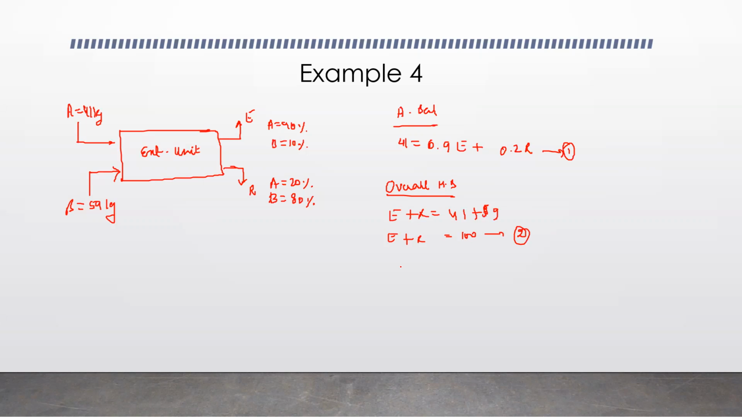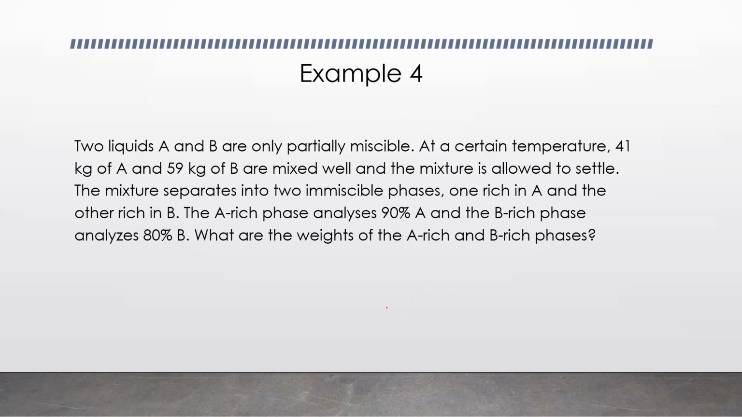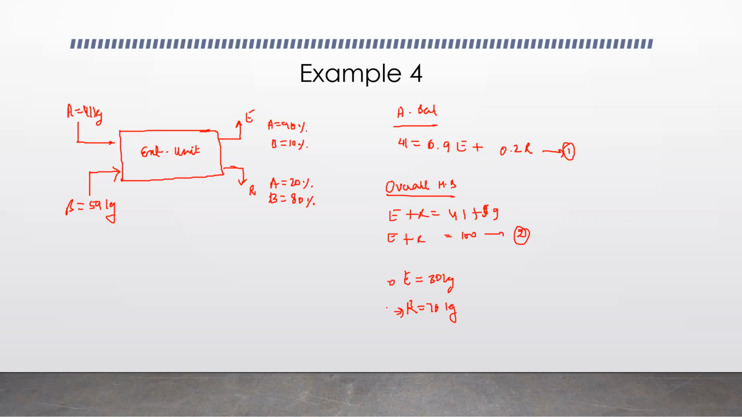So when you solve equations number 1 and 2, you will get E as 30 kg, and you will get R as 70 kg. All right, E is 30 kg and R is 70 kg. So that's what you have to calculate, the weights of A rich and B rich phases. So the A rich phase is 30 kg and the B rich phase is 70 kg. All right, so hope you could solve this problem easily.